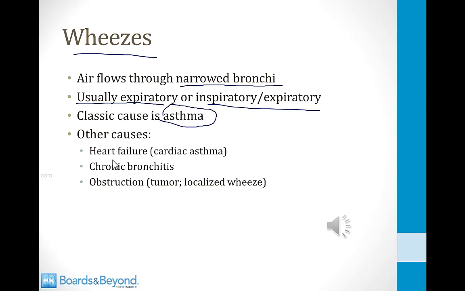There are some other causes you should know about. So heart failure sometimes causes asthma. This is called cardiac asthma. It can be a fooler because people will not think it's heart failure because they don't expect the wheezes.